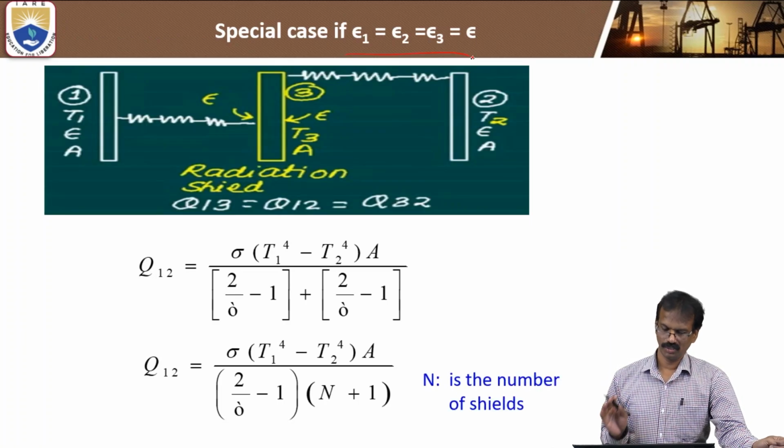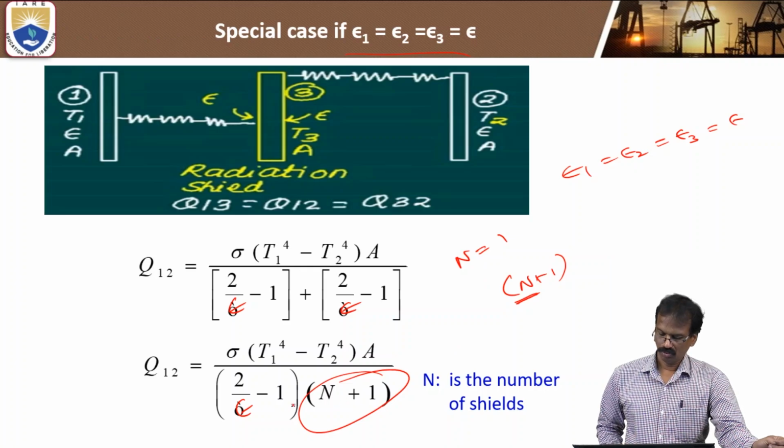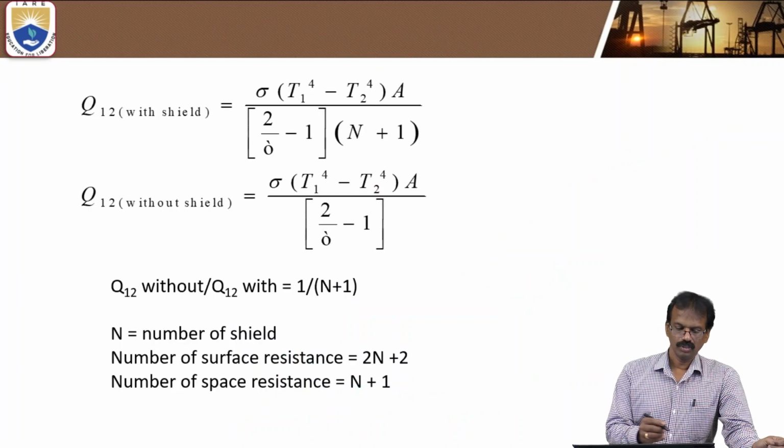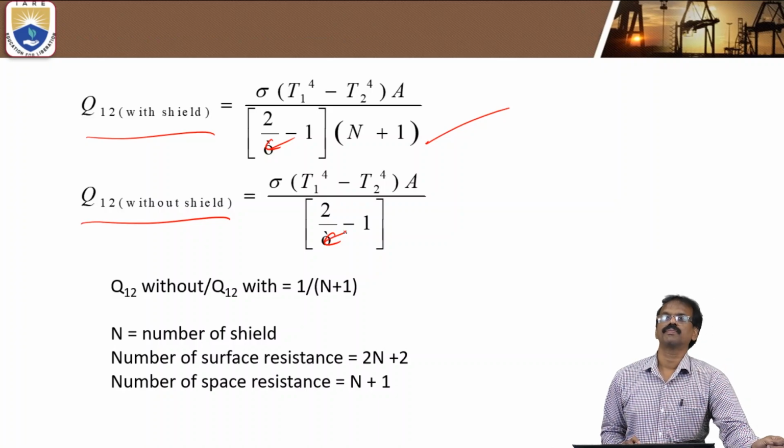If the emissivities are the same, epsilon 1 is equal to epsilon 2 is equal to epsilon 3, equal to epsilon, then the formula will be like this: 2 by epsilon minus 1, times (n plus 1), where n is the number of shields. For n equal to 1, that is 2; n equal to 2, that is 3. So this is Q12 with shield, and this is the formula for Q12 without shield.